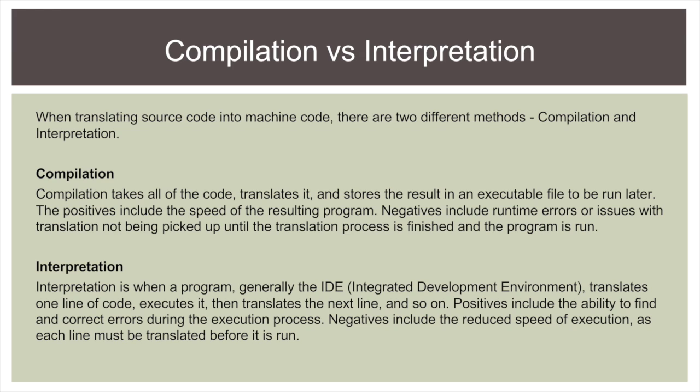With interpretation, the programming language will translate each line by line and then run it. So it'll translate line 1, then run line 1, then translate line 2, run line 2, and so on. The positives include the ability to find the errors that compilation doesn't find because it'll run it line by line, and it will give you the opportunity to fix and edit them if you need to. The negatives, however, is that there's a massive reduced speed of execution because it's got all the translation process happening in the background, and then it runs, and then translates again and runs. So it can be quite a slow process.